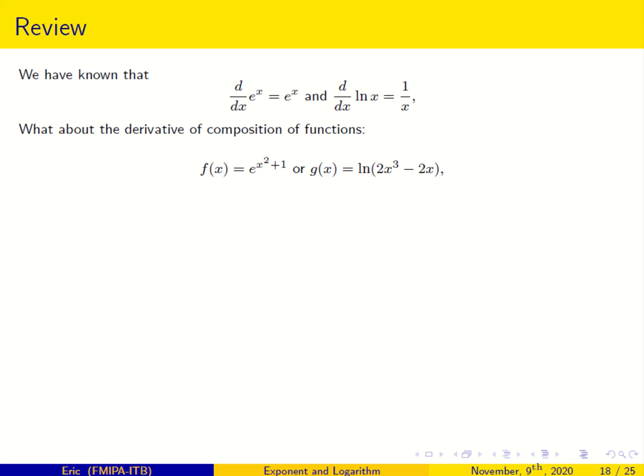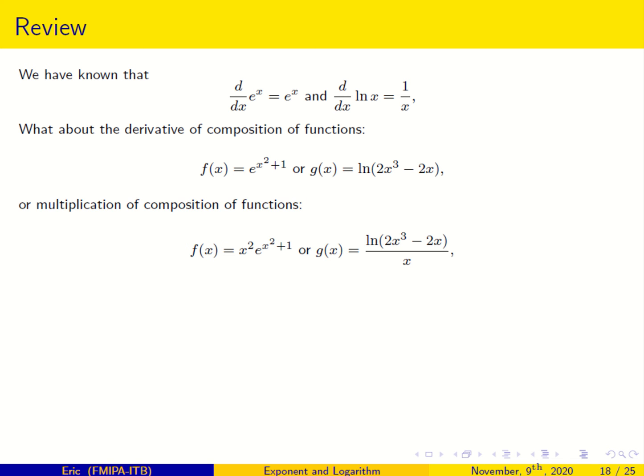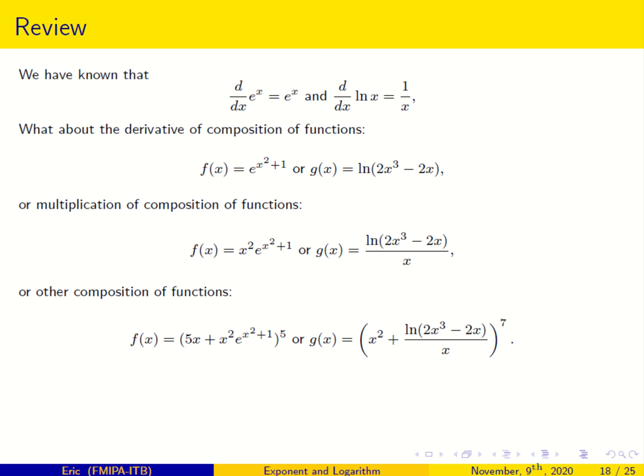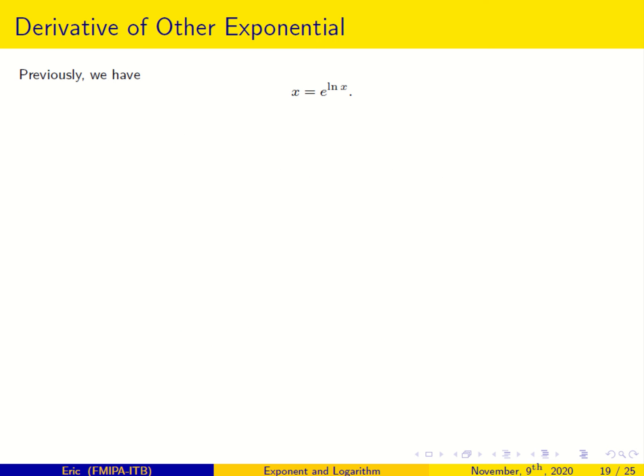For e to the x squared plus 1, you can use the chain rule. So this is the derivative of other exponential functions. Previously, we have x equals e to the ln x. Why? Because this is the property of inverse functions. So x is e to the ln x, and ln of e to the x is x. You already know this.